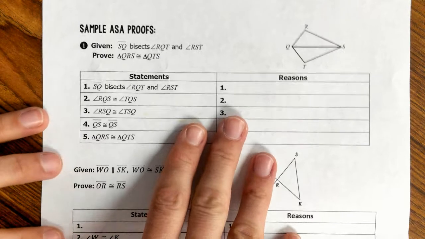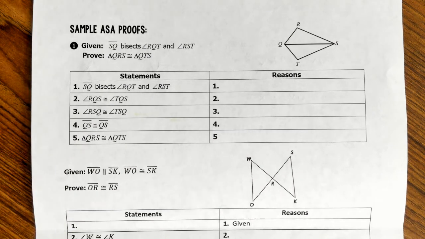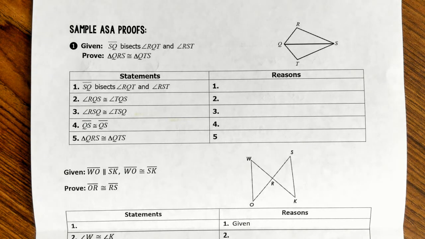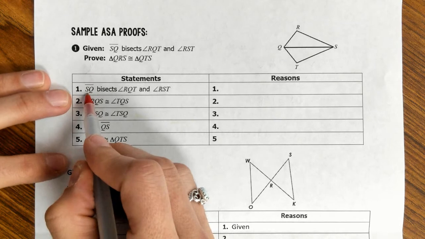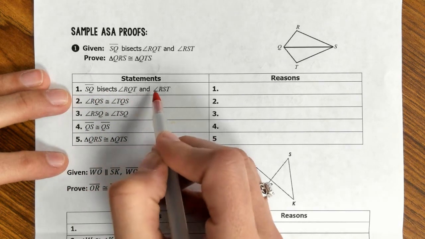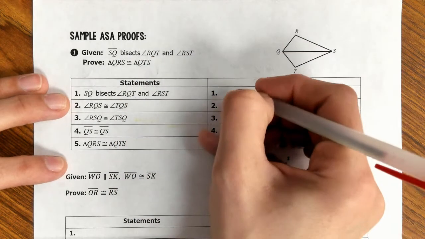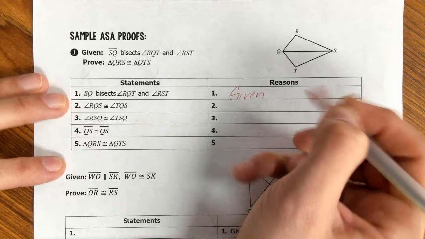Okay? So let's open it up, and mine was printed correctly. You'll have to rotate yours and take a look at our proofs. So the first set of proofs here, we'll start off with segment SQ bisects angle RQT and angle RST. So let's start one thing. First of all, this is a given. And we'll go one by one.